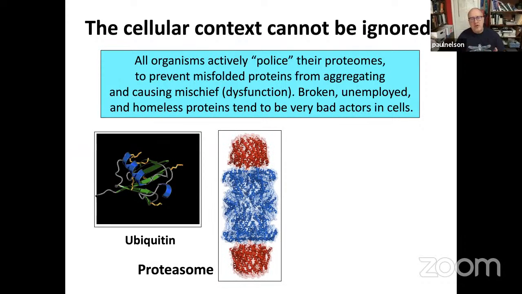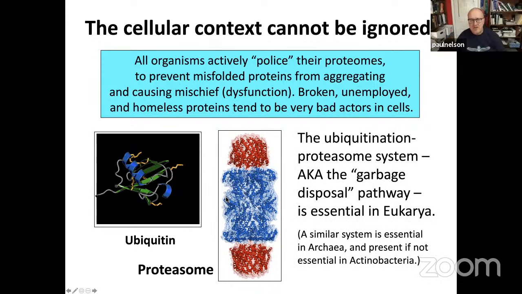Cells, all cells that we know, do not like broken, unemployed, or otherwise homeless proteins. They tend to be very bad actors. They aggregate, create all kinds of mischief. So there's a whole system dedicated to cleaning up the protein junk. Ubiquitin tags are attached to homeless, unemployed, or broken proteins, and they are dumped into the proteasome where they're chewed up. This is the cellular garbage disposal, and this system is essential in eukaryotes, certainly, and apparently also in archaea.